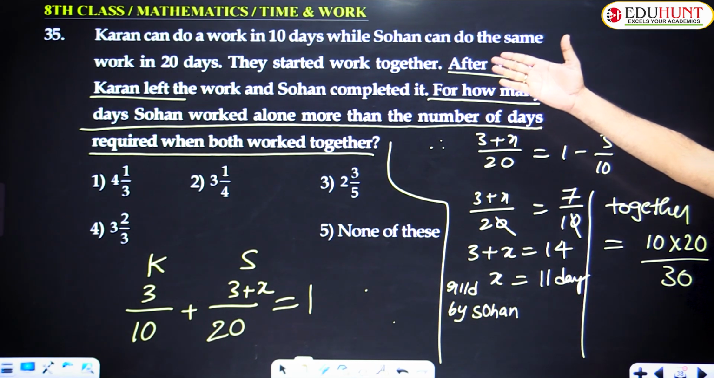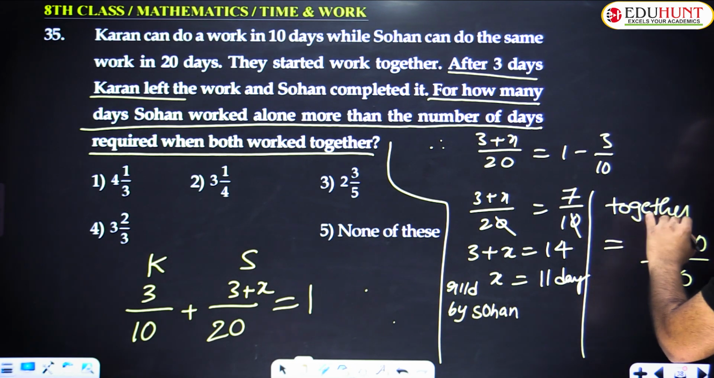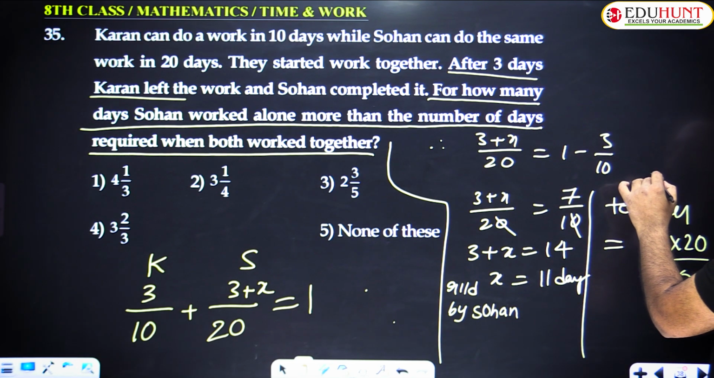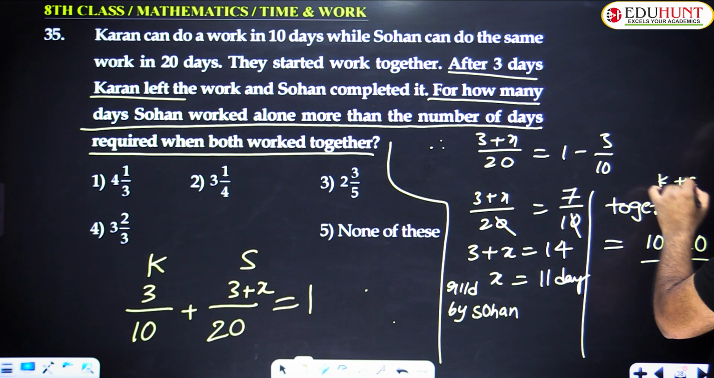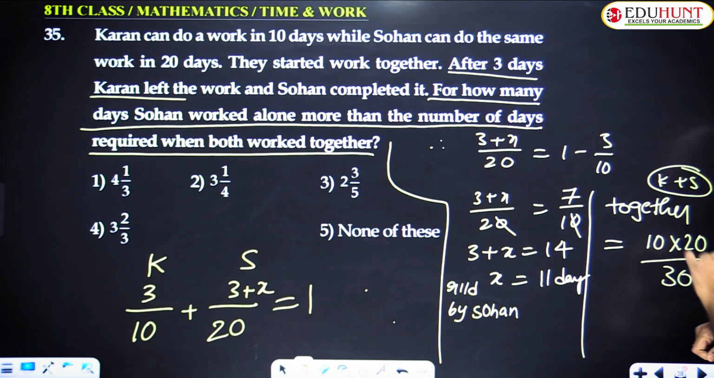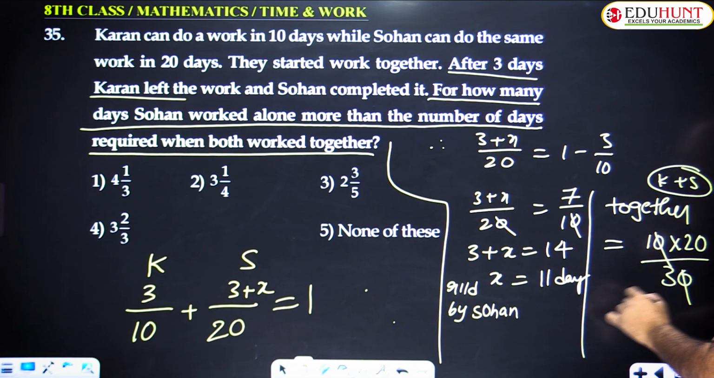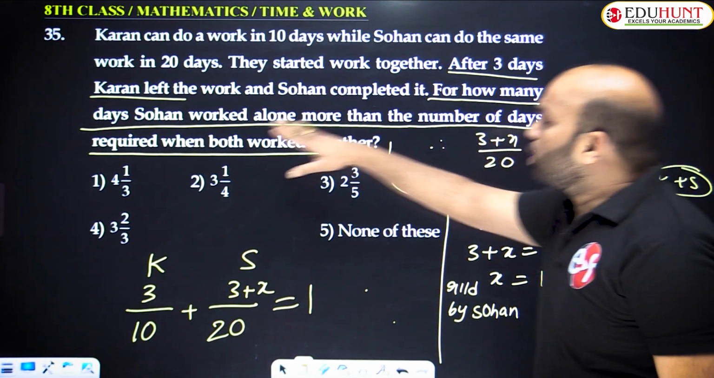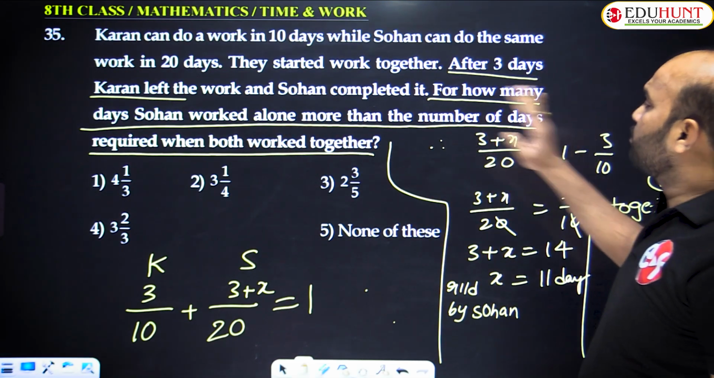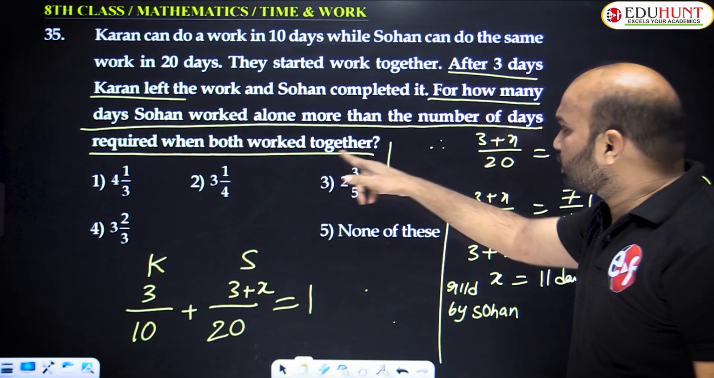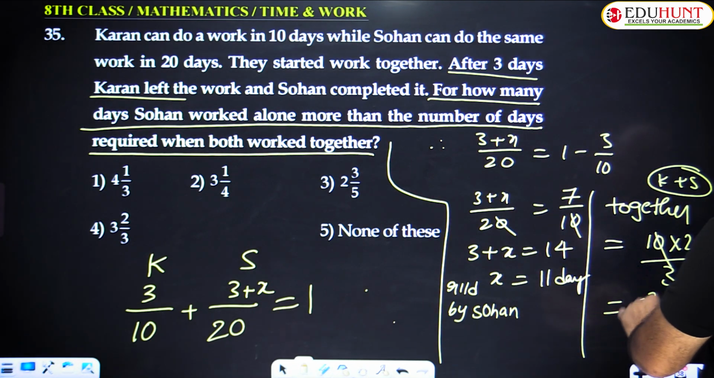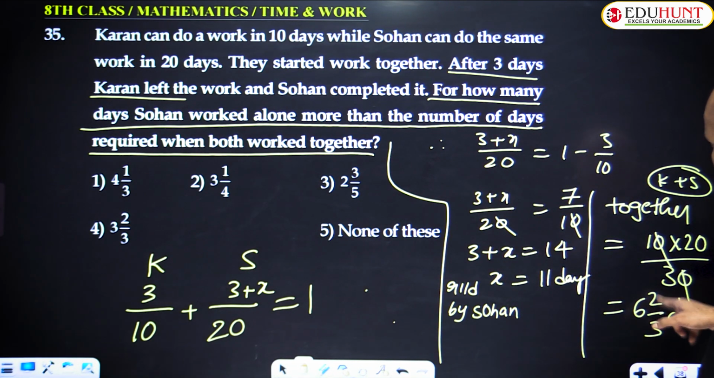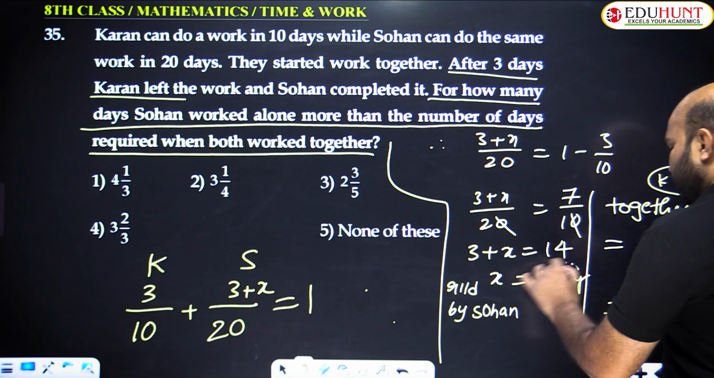So alone works 10 and 20. By using 10 and 20 together, Karan plus Sohan can do a piece of work in how many days? That is called product by sum. So the zeros cancel. 20 by 3 can be written as 6 and 2 by 3 days. But what am I asking? In that question, Sohan works alone more than the number of days required when both work together. So both working together finish a piece of work in 6 and 2 by 3 days, and Sohan alone can do it in 11 days.